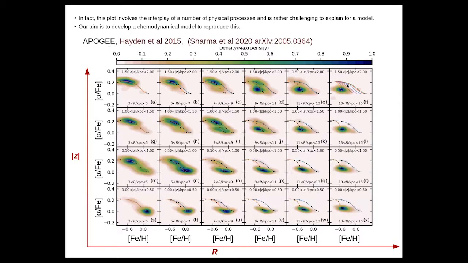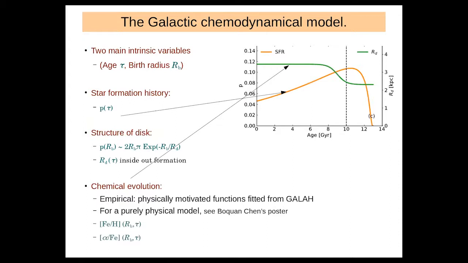So, in fact, this plot involves the interplay of a number of physical processes, and it is rather challenging for a model to explain. And our aim is to develop a chemodynamical model that can reproduce this. So now I'll describe the model. The two main intrinsic variables of the model are age and birth radius. In fact, most properties of stars can be predicted just from these two.